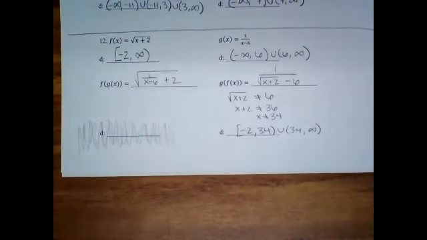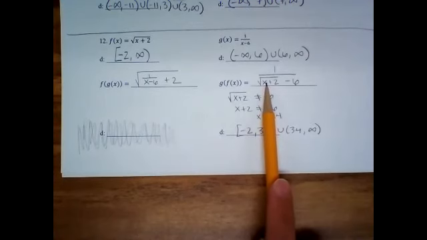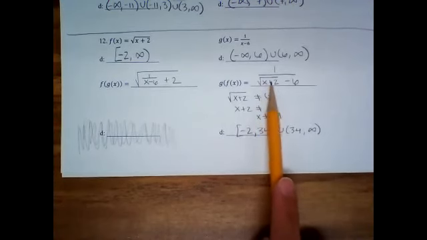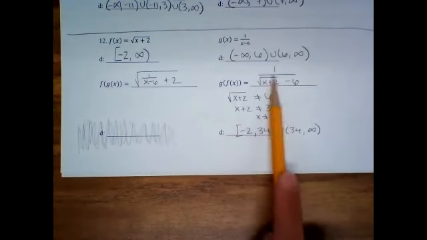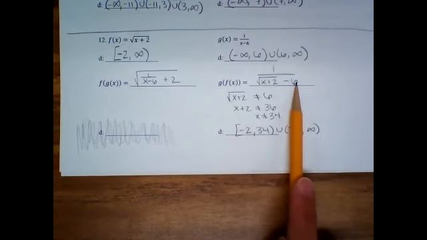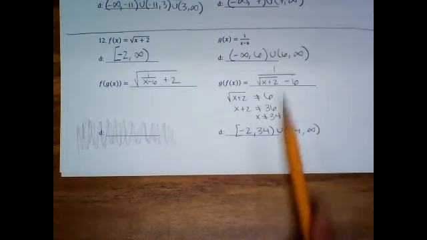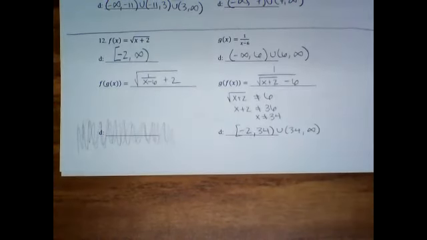Like humor me for a second. If you try to plug in 34, watch what happens. 34 plus 2, 36, square root of 36, 6, and 6 minus 6, 0. And you can't divide by 0. Do you see what I'm saying? Like, that's why that gets left out. Anyway.